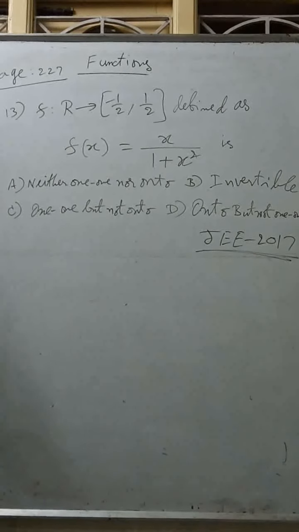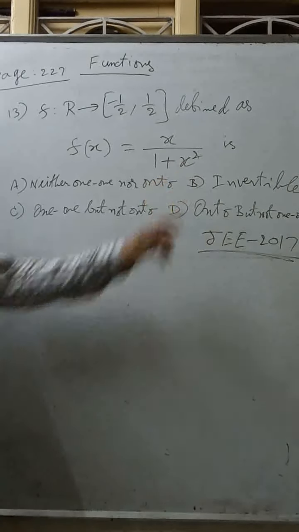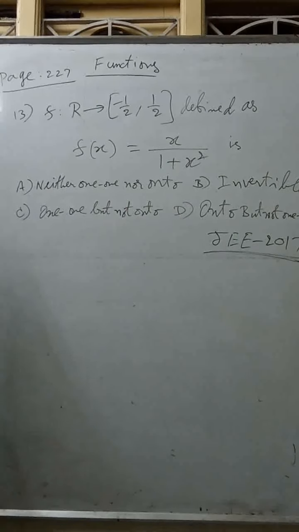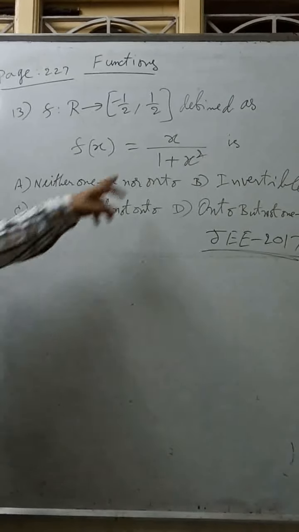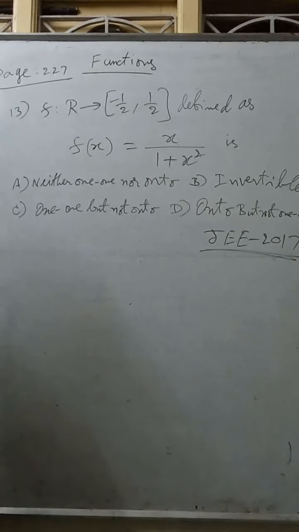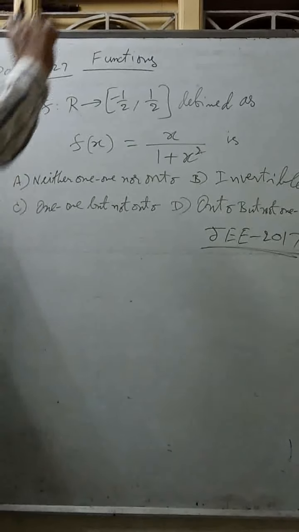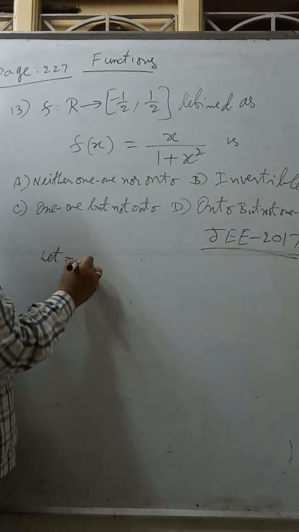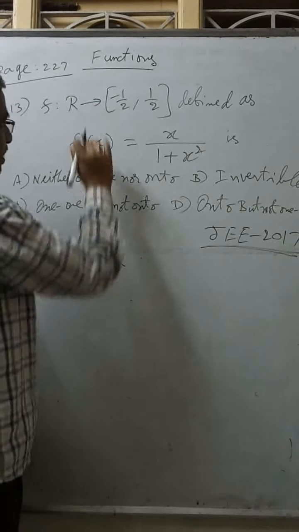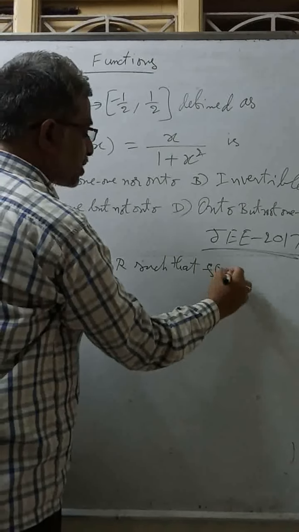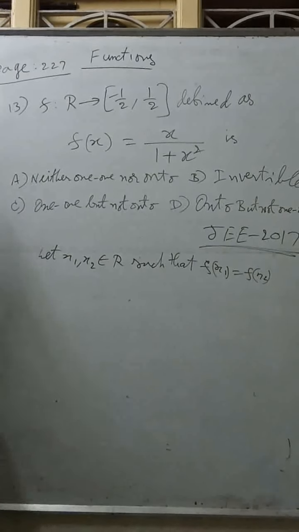Very simple sum. We have f of x equal to x by 1 plus x square. What is meant by 1-1, and what is meant by onto? 1-1 means every element should be mapped to only one element. Is it mapping like that? We will check first. Let x1 comma x2 belong to R, that is, belong to the domain, such that f of x1 equal to f of x2. Like this we need to take.